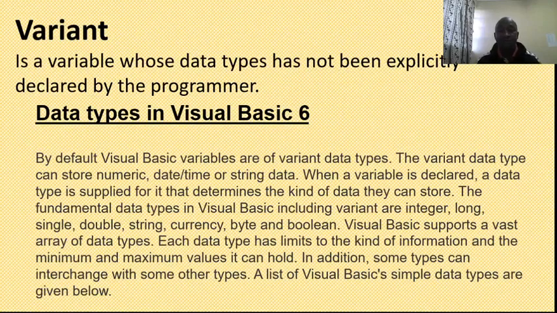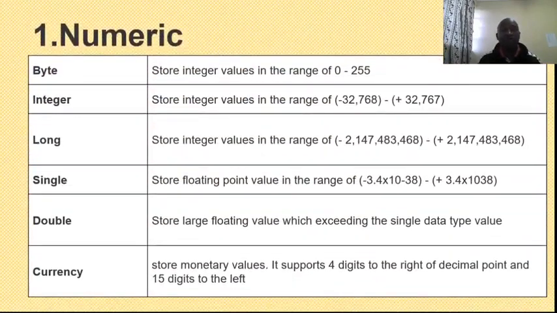Visual Basic supports a vast array of data types. Each data type has limits to the kind of information and the minimum and maximum values it can hold. In addition, some types can interchange with some other types. A list of Visual Basic's simple data types is given below. Therefore, let's look at some of the data types. We have looked at numeric. Now, when we have numeric data types in VB, we can have them as shown below.